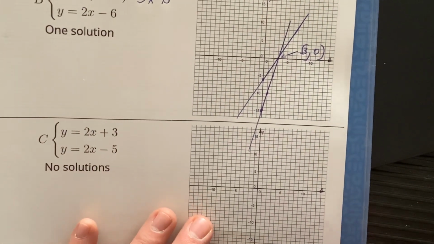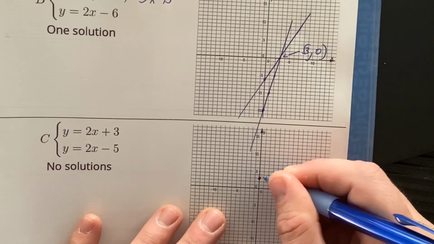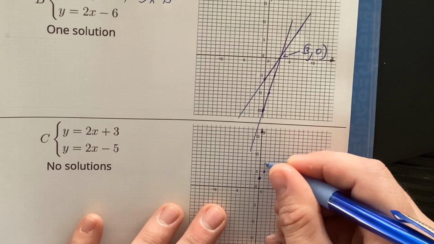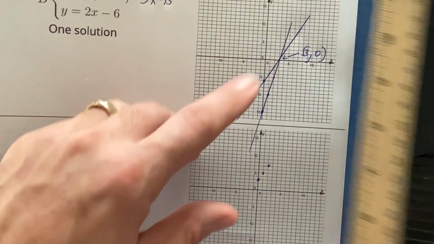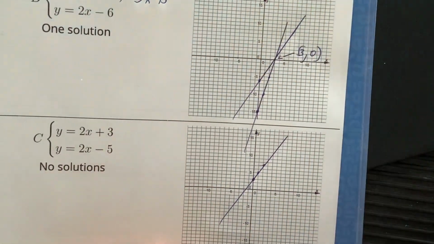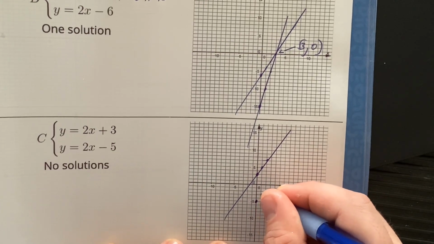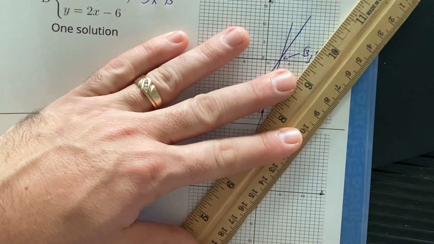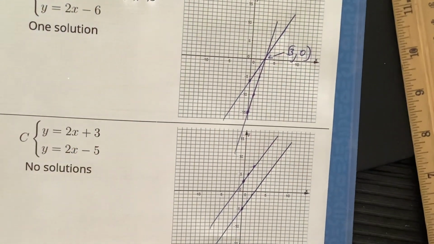Question C. Put a dot at 3, y-intercept of 3, slope is 2, up 2 over 1, up 2 over 1. Connect the dots. Second one, the y-intercept is 5, same slope, up 2 over 1, up 2 over 1. Should have parallel lines there, they should never cross for C.